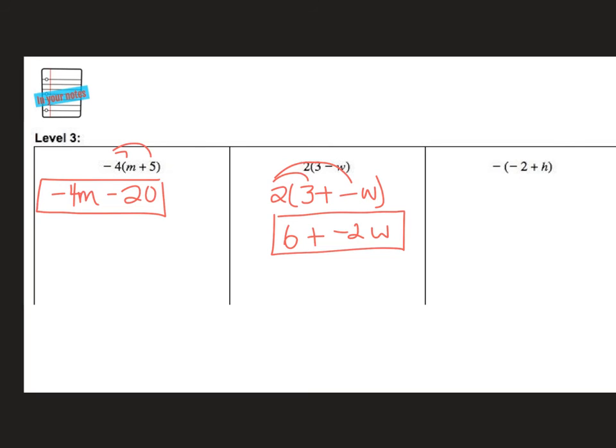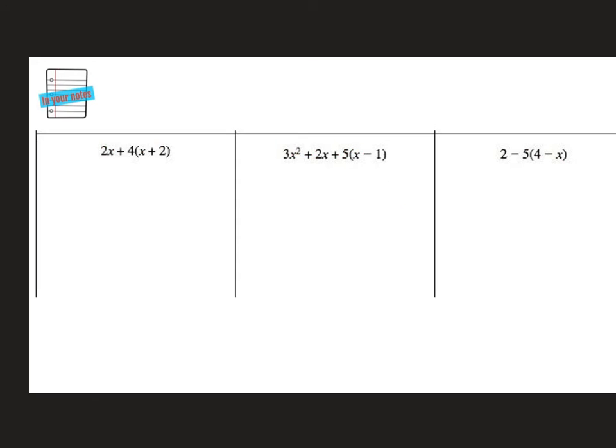And our last one here, we see just a negative out front. Now we can think of this like a negative 1 that is being multiplied through our parentheses. So we have a negative 1 times a negative 2, which gives us a positive 2. And then a negative 1 times a positive h, which gives us a negative h. And that is as simplified as this problem gets. Versus these problems we just did, once we distributed on these last problems, we were done.